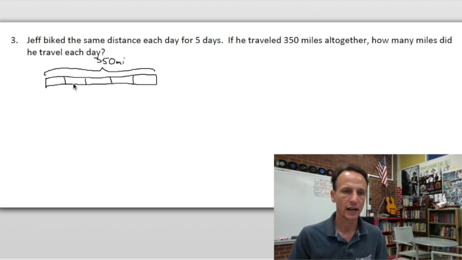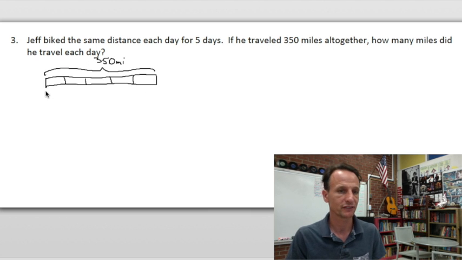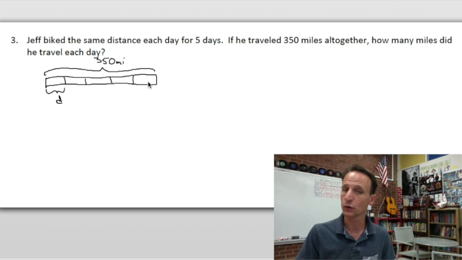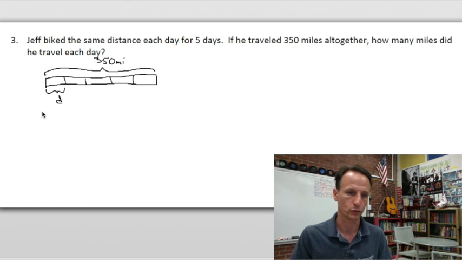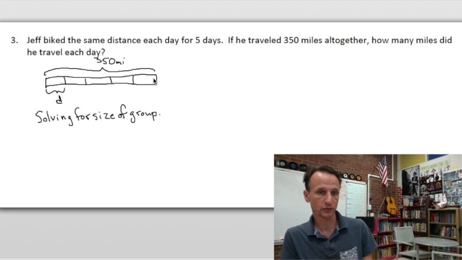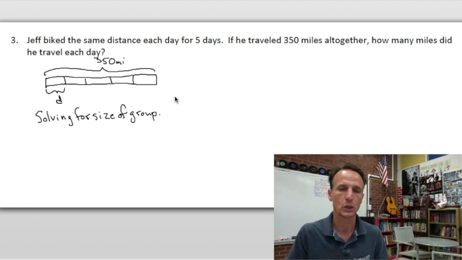Good enough. Now, I know I have 5 groups, 5 days. What I don't know is this: how much the distance for one day is. So we'll call that D for distance per day. We know the number of groups, but we don't know the size of the group. So we're solving for the size of the group. You see how the 5 days is the number of groups, and we need to know the size of each. So let's do that.